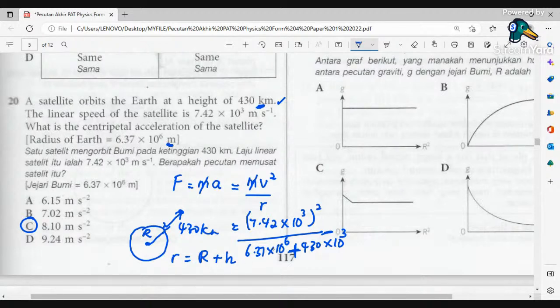So for R, remember always from center to center. Why don't we mention the center of the satellite? Because the radius of the satellite is very, very small compared to the radius of the Earth, so it does not give any effect. We just assume it's already the center. When we mention 430 kilometers, it is already the center of the satellite to the surface of the Earth. So the small r already covers the distance center to center for the two objects. Okay, so we get C, you can calculate.